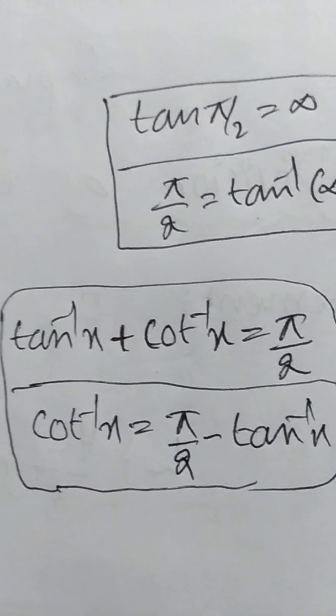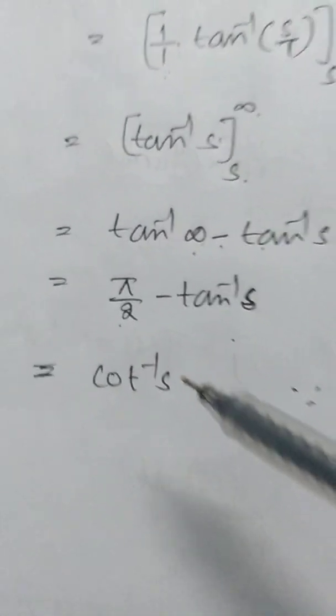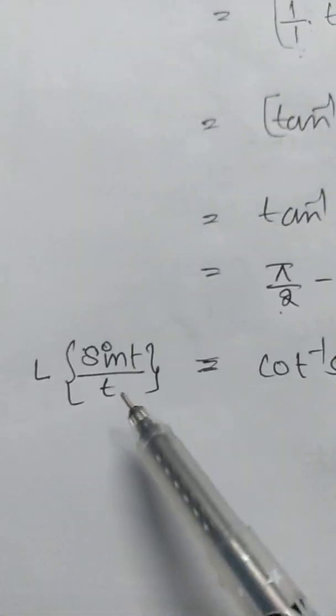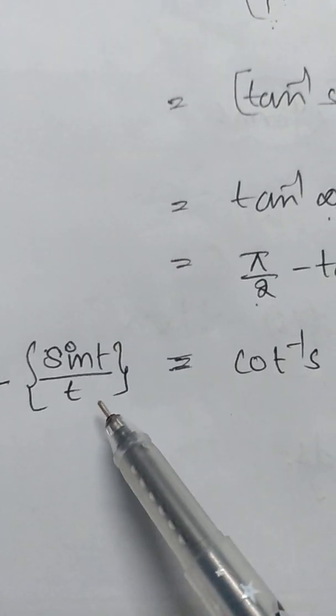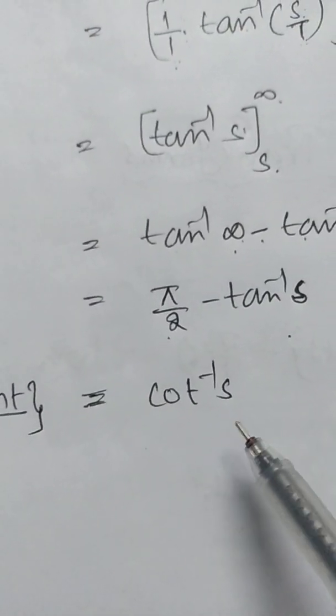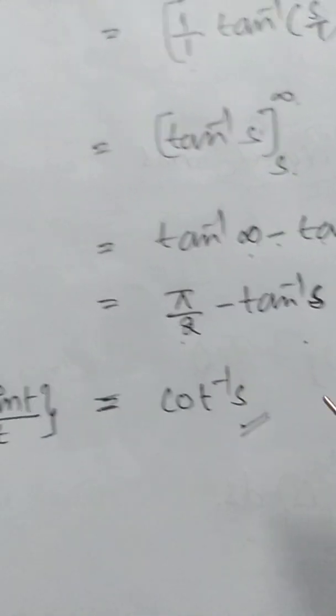Pi by 2 minus tan inverse of s is equal to cot inverse of s. Therefore, the Laplace transform of sin t divided by t is equal to cot inverse of s. This is the required solution.